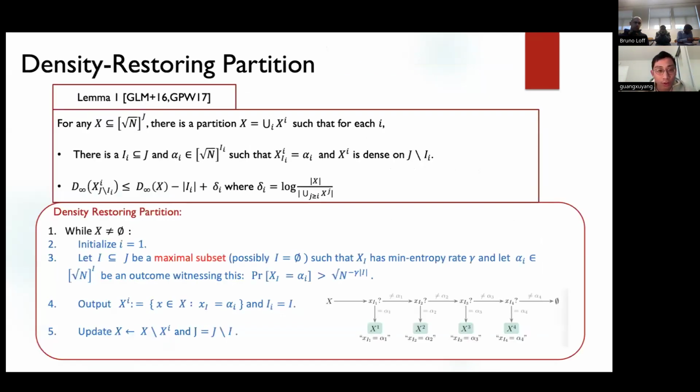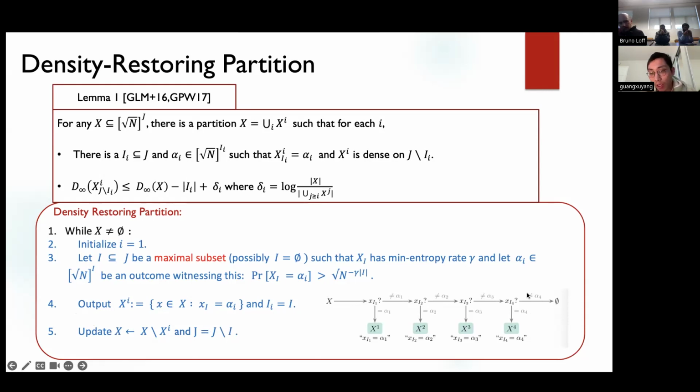First, we show how to achieve this lemma, the proof of the lemma. This is just a formula. I think it's a standard proof in Ramsey theory. We start where X is not empty. We pick the maximal subset I that violates the mean entropy rate, and then the outcome value alpha I is such that this is violated. Then we output the xi, and we update X and J to continue the process.